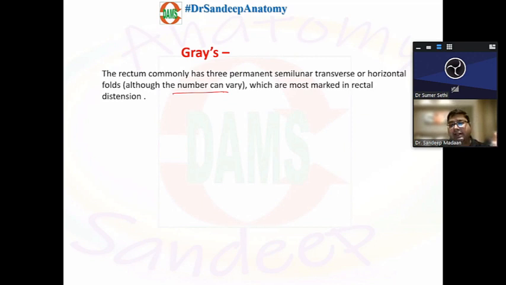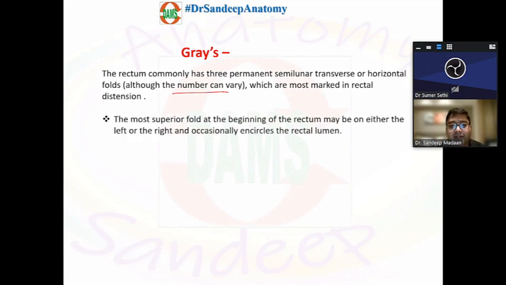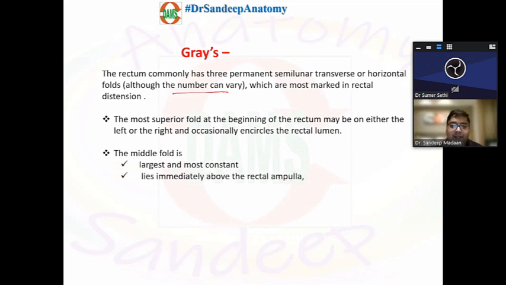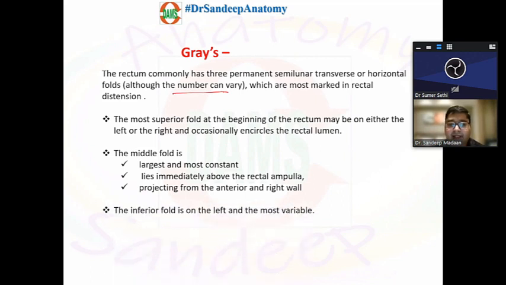So they are considering second, third, and fourth in the name upper, middle, and lower, like that. So they will write upper fold, middle fold, which is largest and most constant, and it lies above the rectal ampulla and projecting from anterior and right wall. So middle fold is basically what we learn as the third fold in the other books, okay? And the inferior fold is on the left and most variable.